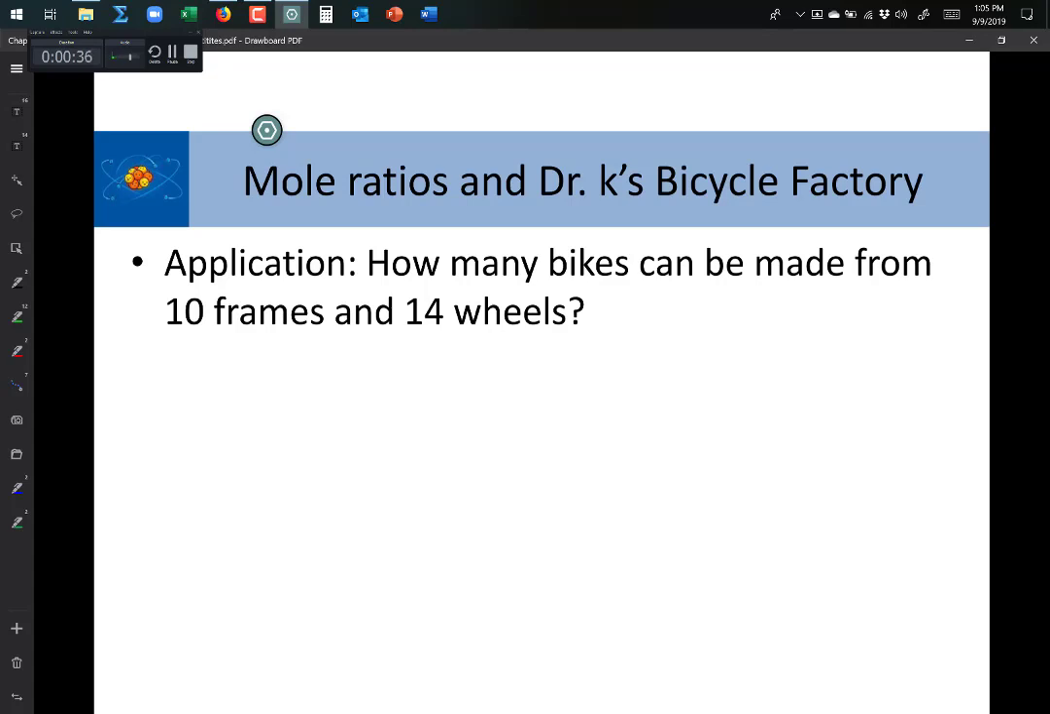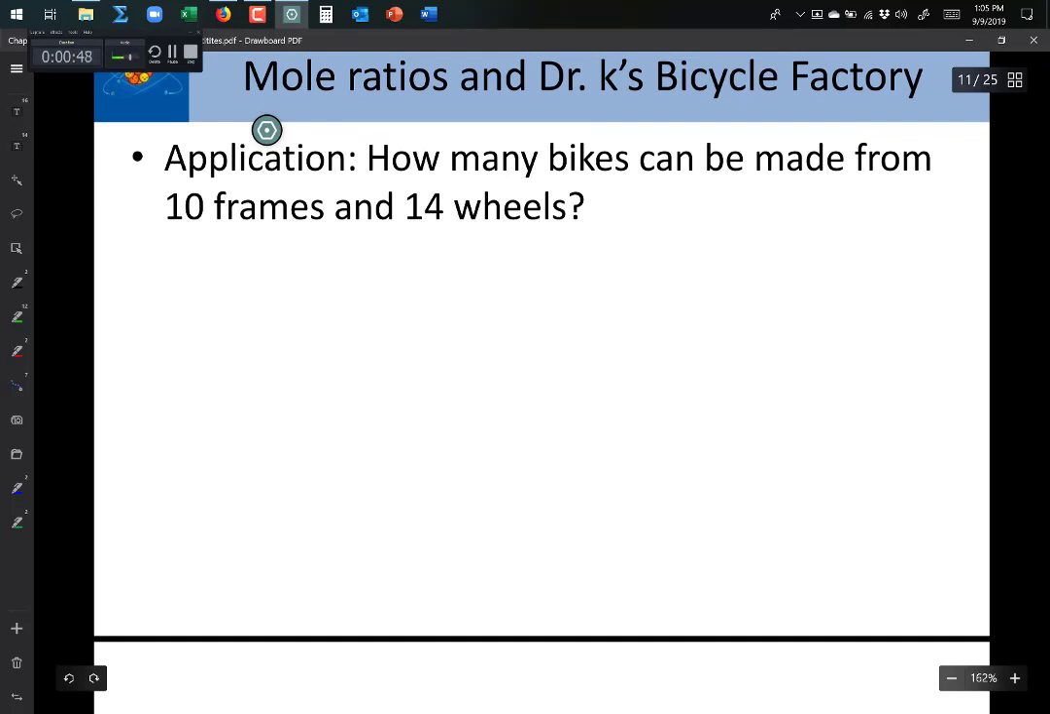So I have a bicycle factory. I don't really have one, but it's kind of a bicycle factory. How would you make a bike from wheels and frames? Two wheels and one frame, right? Unless it was a unicycle factory, and then I would do one wheel and one frame. But those are the stoichiometric coefficients.